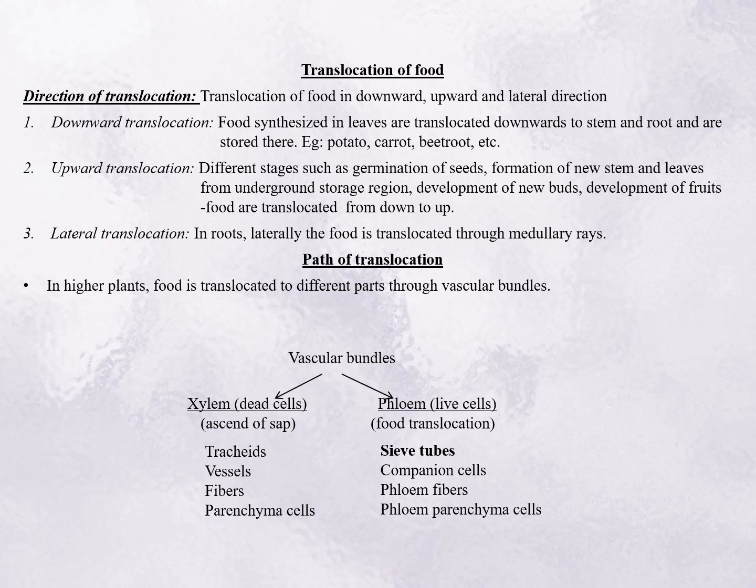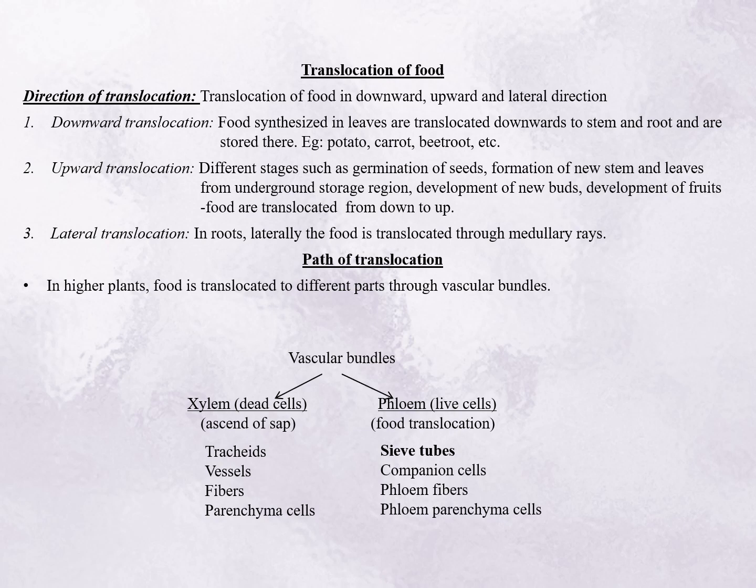Translocation of food materials can happen in a plant in three ways, that is, by the way of direction. There may be downward translocation, for example, from leaf to root. Sucrose or food materials synthesized in the leaf through photosynthesis is translocated to the root part, where photosynthesis doesn't happen.